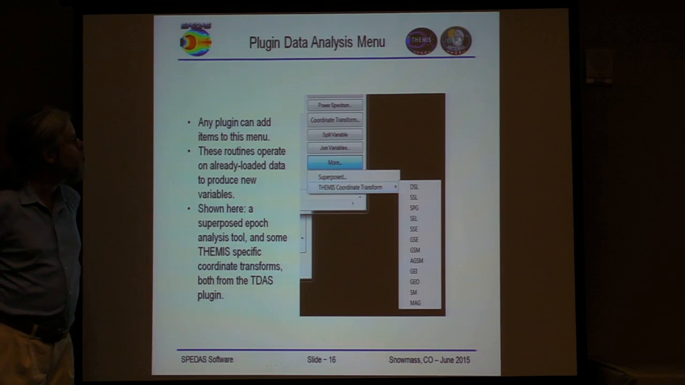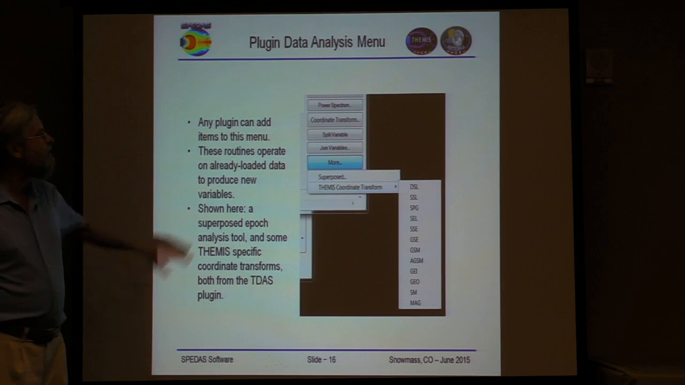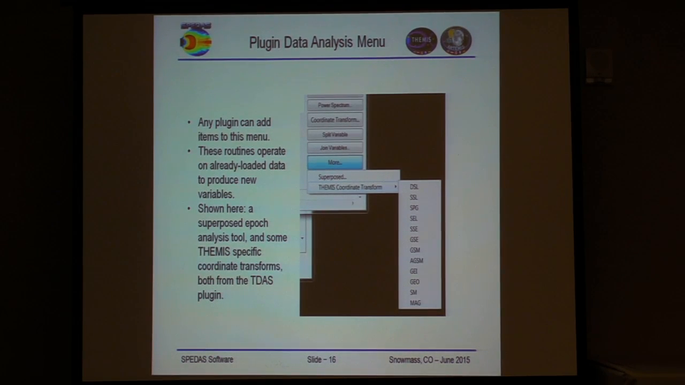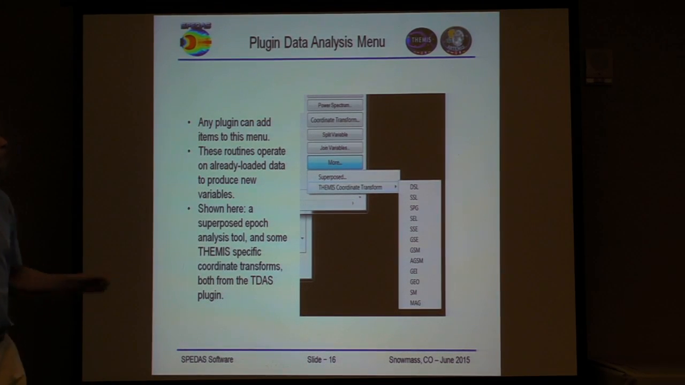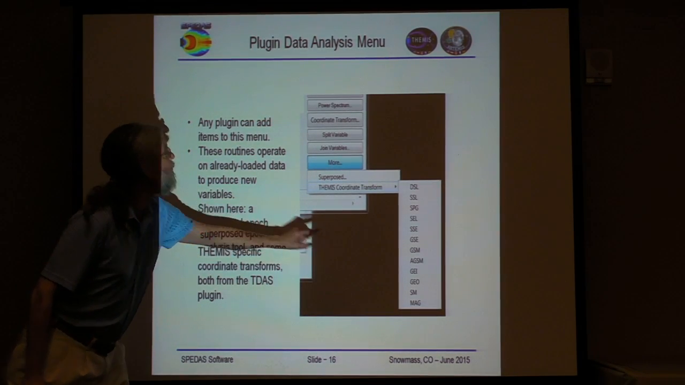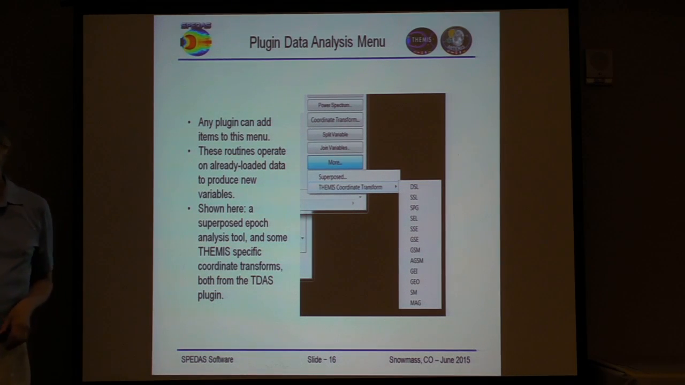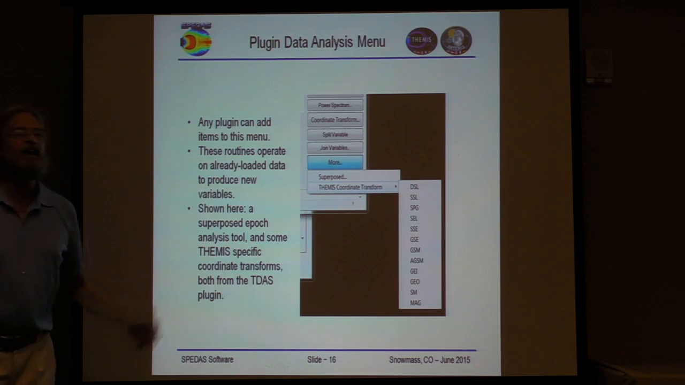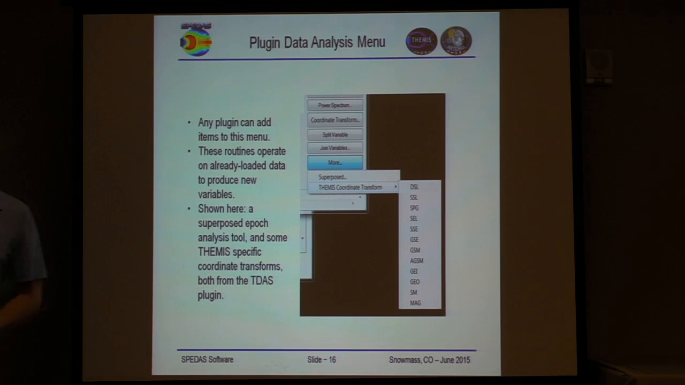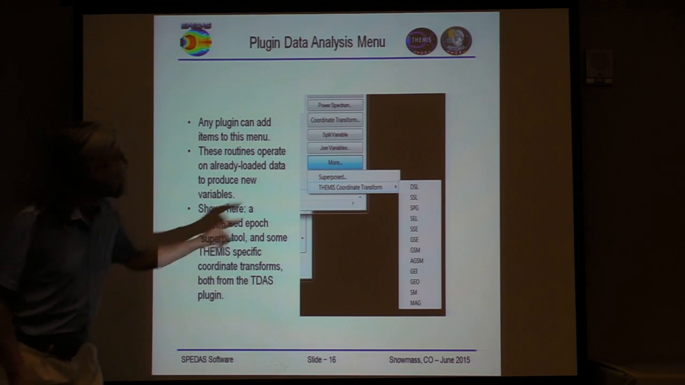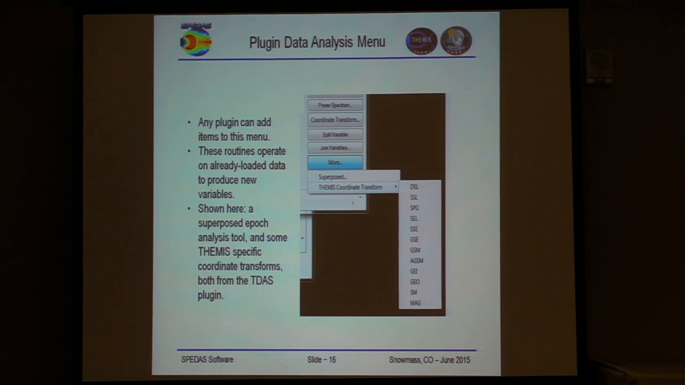These two are some things that the Themis plugin supplies. We have a superposed epoch analysis tool. And then this is where we stuck our Themis coordinate transform. This used to be the one that was implemented in the default data analysis panel. We've moved that down into a plugin routine. So none of that's gone away. It's just a plugin function now. And you can see the DSL, SSL, SPG, those are all Themis specific coordinate systems.